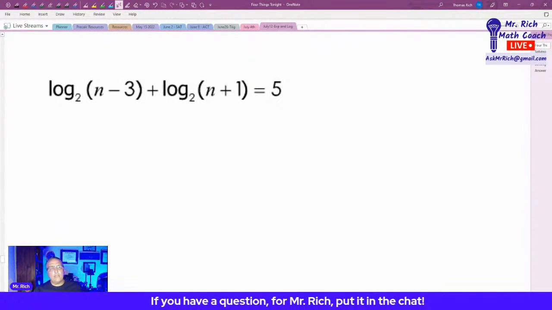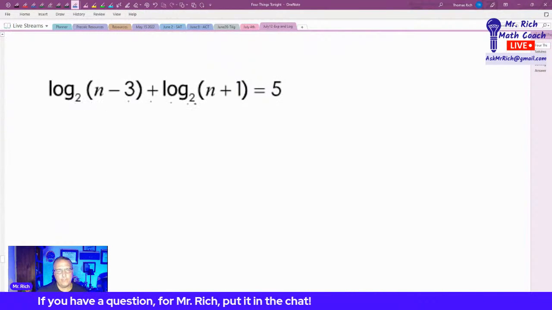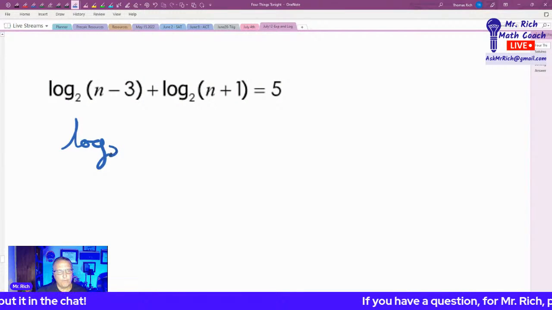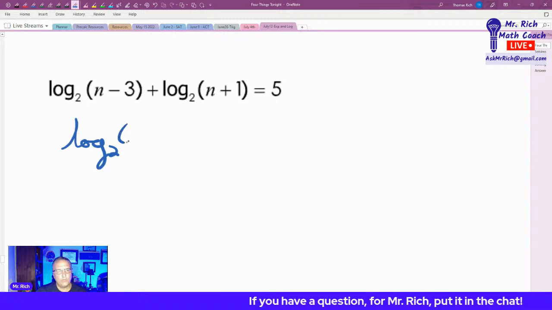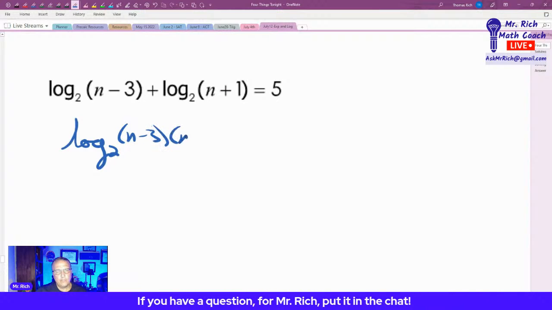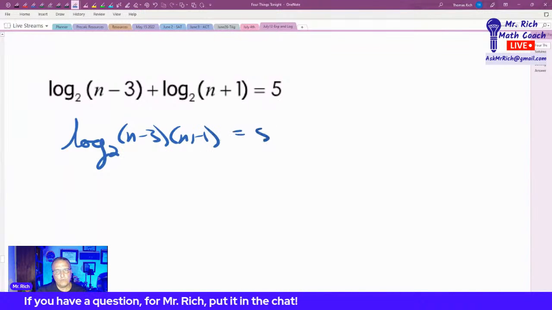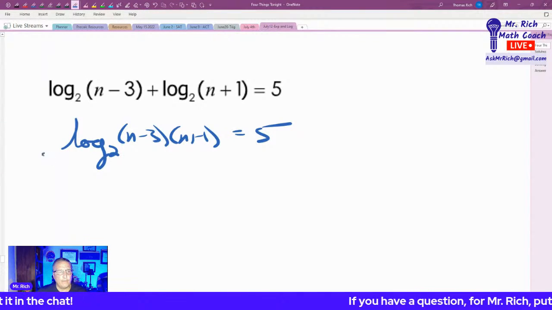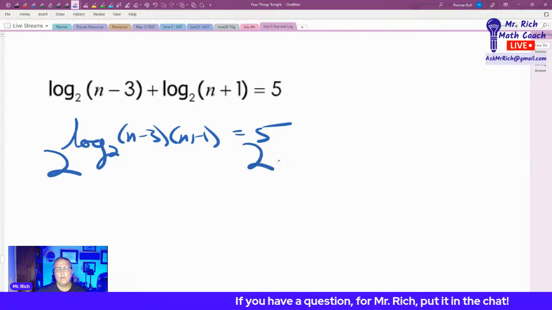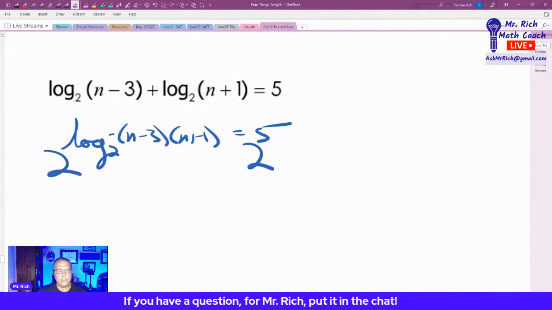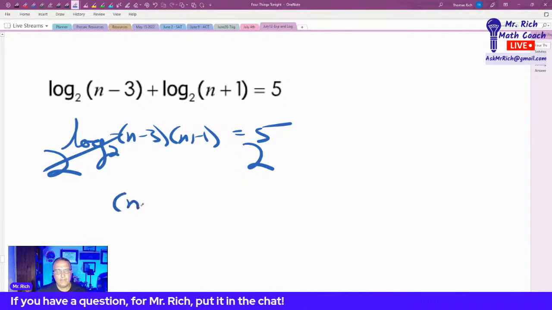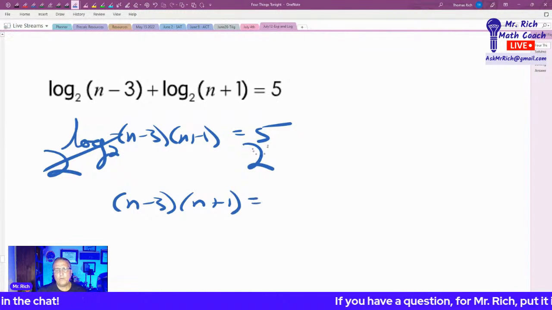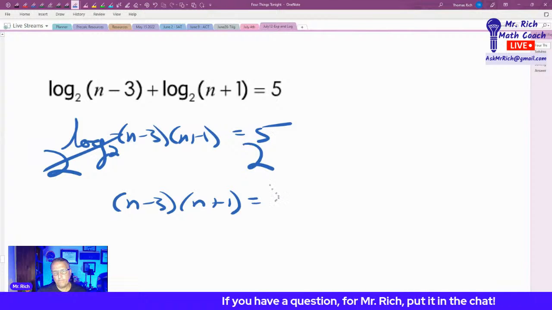You might imagine we're going to condense this, right? I do have the same bases here, log base 2. I am going to condense this using my properties of logarithms. Log base 2 of n minus 3 times n plus 1 is equal to 5. I'm going to exponentiate. I want to get rid of the logarithm, so I'm going to raise 2 power on both sides. These guys, boom, gone. I now have n minus 3 times n plus 1 is equal to 2 to the 5th power.